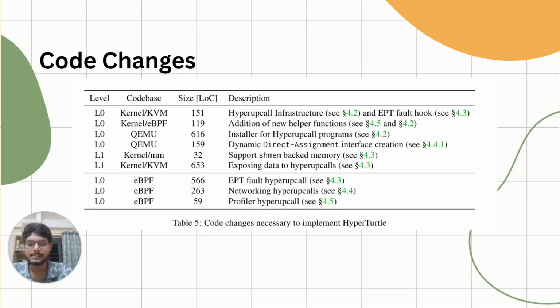To summarize the implementation, HyperTurtle requires only modest code modifications, mainly in KVM, the kernel's eBPF subsystem, and KMO. Most complex components, like the EPT fault hypercall, require around 560 lines of code, which shows how lightweight the solution is compared to its impact on performance.